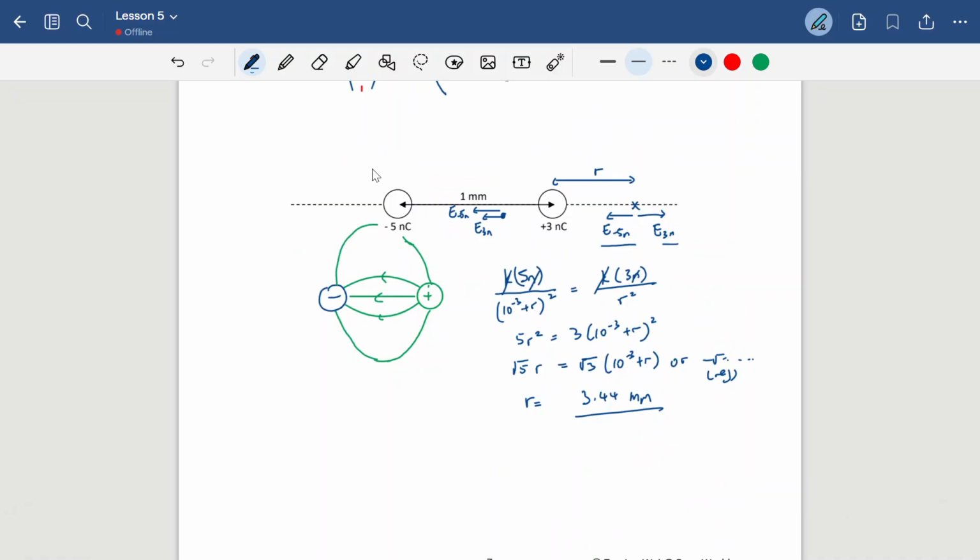Now, if they are both of the same magnitude, there will be no neutral point. You will never be able to find a place where they are equal. The E fields are equal in magnitude, opposite in direction. So neutral point can only be found if the charges are not of the same magnitude. That's more mathematics.